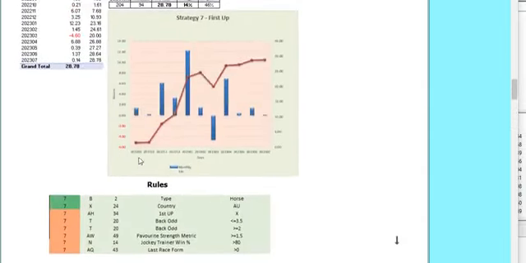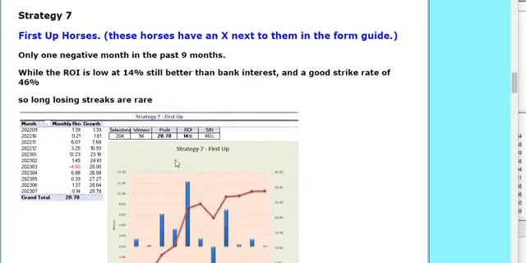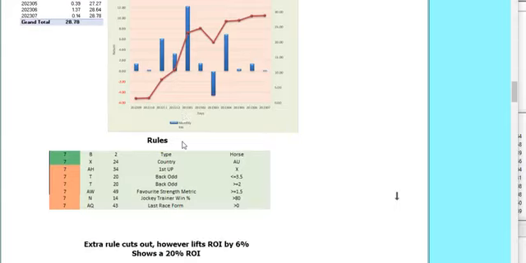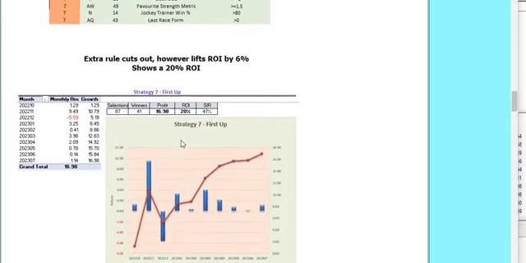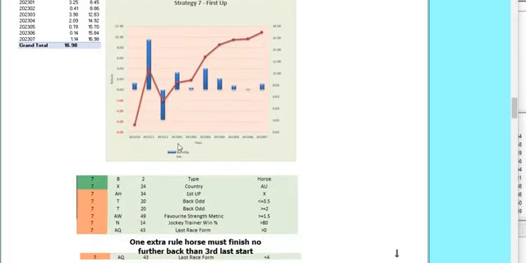We've got another strategy, strategy 7. This works on first up horses. So you can see there it's a 14% return, but if we add a couple of extra rules, or only one extra rule, that they must have finished in the top 3, you can see that it goes to 20% return on investment.